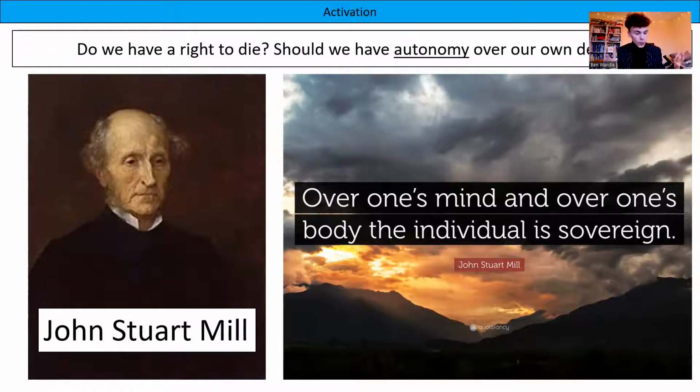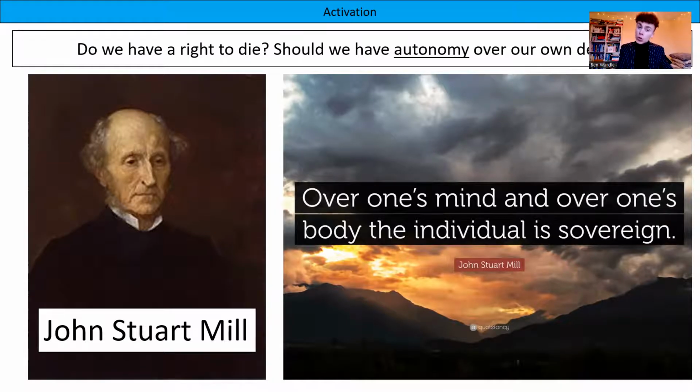Now, of course, a big question we can ask is, but could they then be prosecuted, for example, for murder? How can we be sure that that is what he actually wanted? Could the person who assisted him then actually be prosecuted for murder? But in terms of this key quote from John Stuart Mill, who was a key 19th century philosopher, he said that we should have autonomy over our lives, that people should have freedom, they should have liberty over their own lives. So over one's own mind and over one's body, the individual is sovereign. So that could certainly, couldn't it, support an argument for having the right to die.